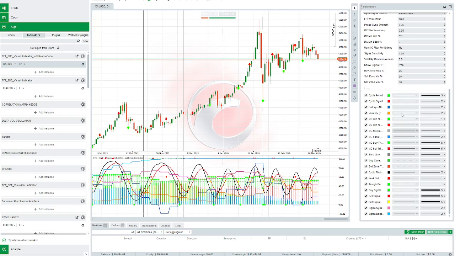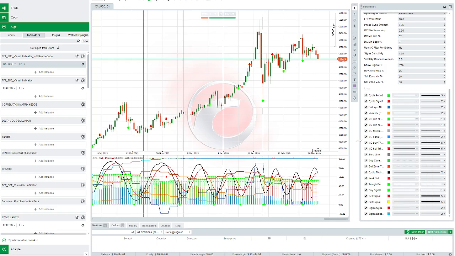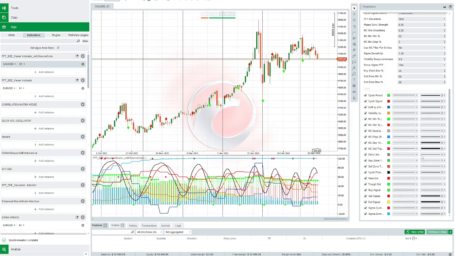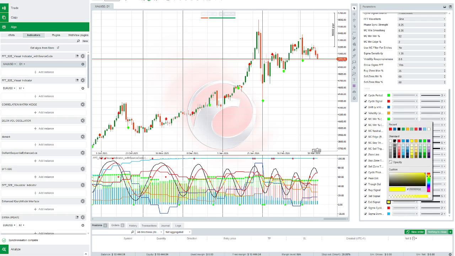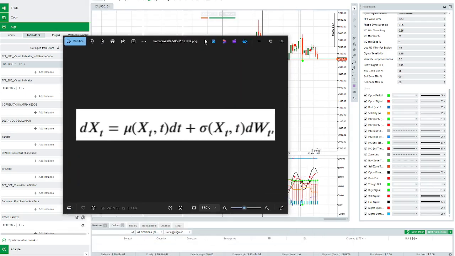So what do you have here? You have a series of signals: the cyclical signal, the phase signal, the sigma of the cyclicality. The sigma of the cyclicality basically shows you the volatility of the cyclicality. So I was able to transform the simple standard deviation with the Fourier transform.